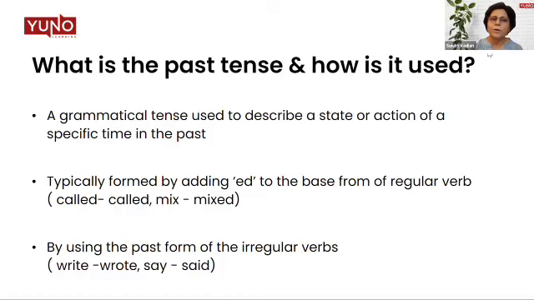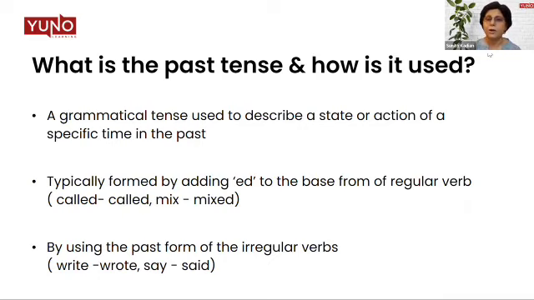So the past tense is a grammatical tense used to talk about the past. Whatever happened in the past, whether it was a state or an action that we performed, for all such things we use past tense, right? The past state, past habit, past hobby, past action. Typically, it's only the verb which changes, and it's formed by adding ed to the base form of the verb. Not always, but typically it's formed that way.